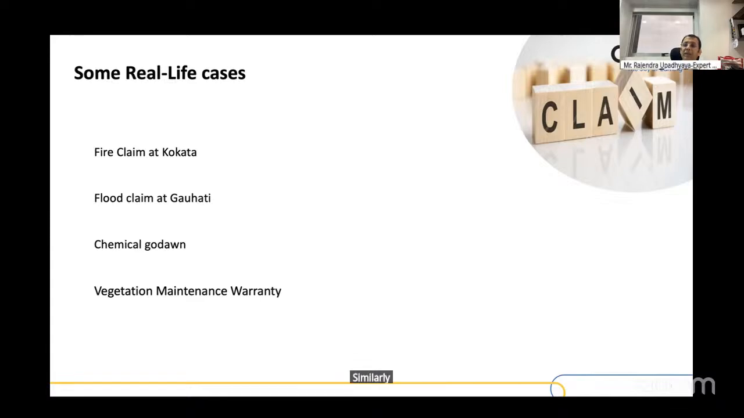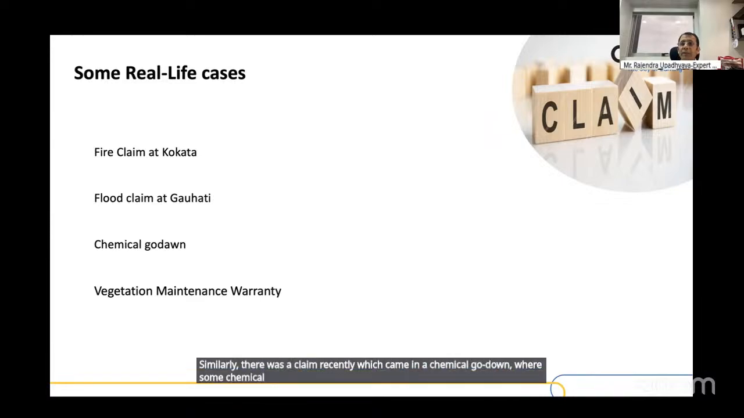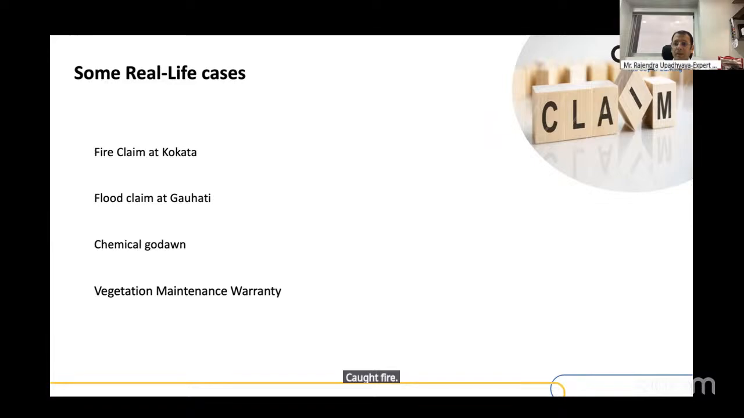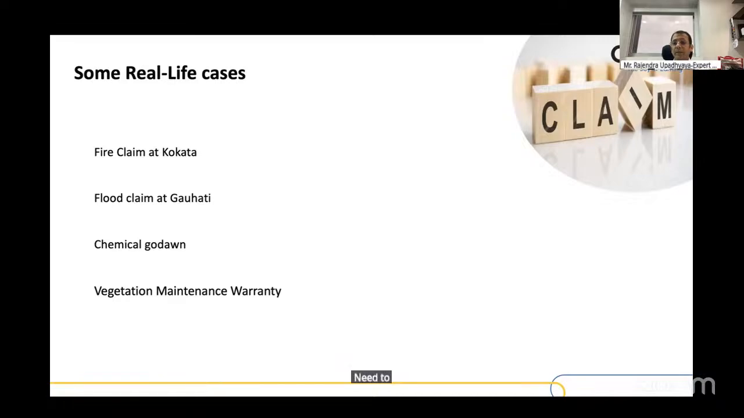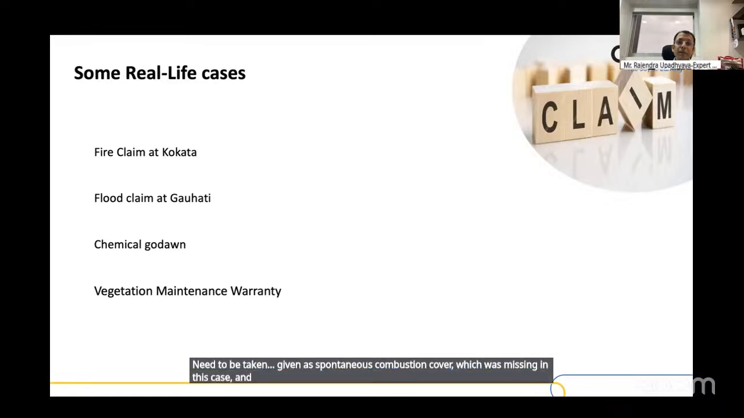Similarly, there was a claim recently which came in a chemical godown, where some chemicals, because of their inherent nature, caught fire. So there's something called a spontaneous combustion cover, which has to be taken alongside. Some things which have an inherent vice, that they are likely to catch fire on their own, need to be given a spontaneous combustion cover, which was missing in this case, and therefore the claim again got rejected.